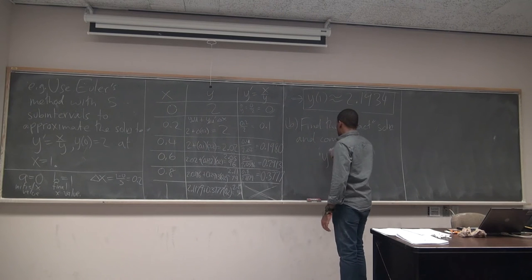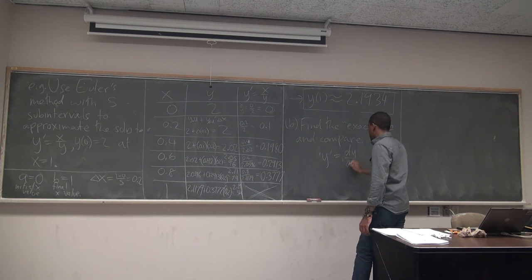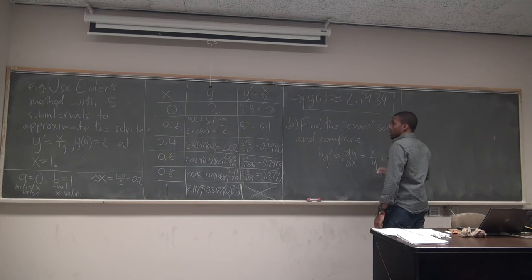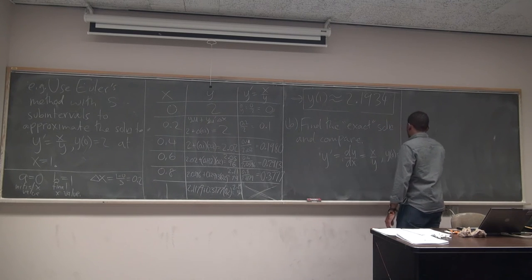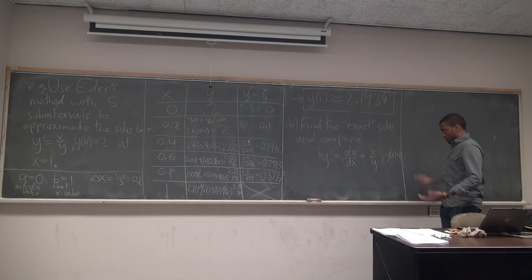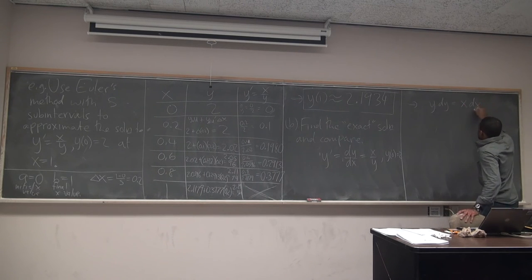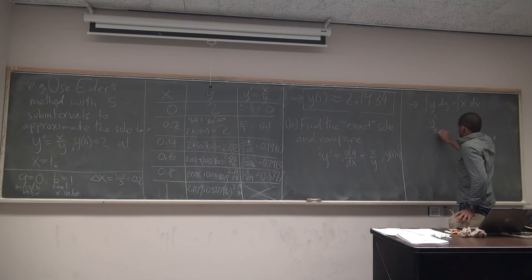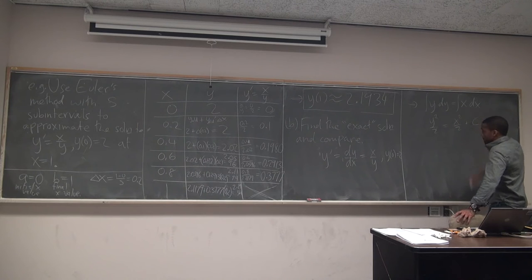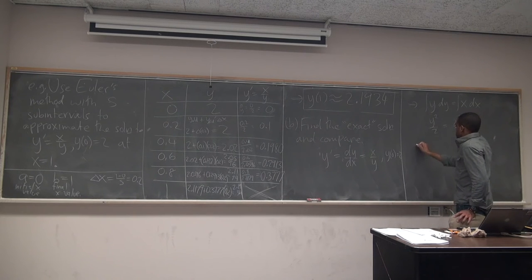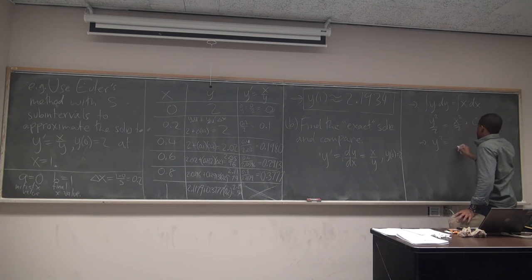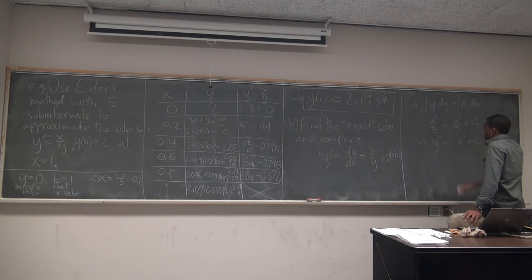If I'm given y prime, which is equal to dy/dx, which is x over y, and my y of 0 equals 2, how would I solve that? Separate it. What do I get if I separate it? y dy equals x dx. When I integrate both sides, this gives you y squared over 2 equals x squared over 2 plus c. Multiply by 2, so I know that y squared is equal to x squared plus c. So my y is going to be plus or minus the radical of x squared plus c, right?